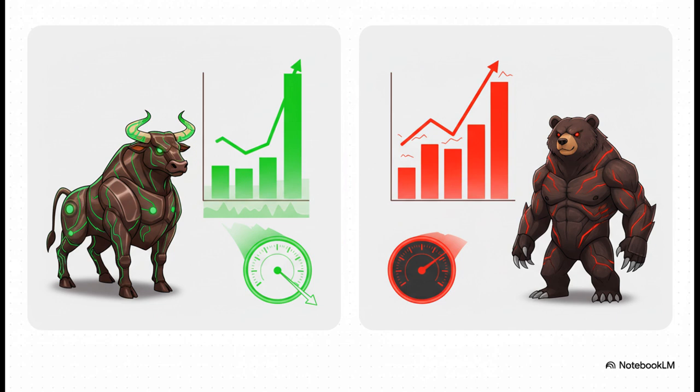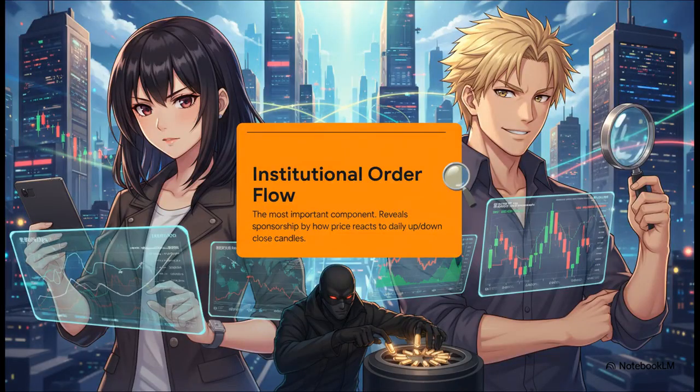It's a critical filter. Okay, now we get to what ICT calls the single most important component in this entire framework, institutional order flow. Why is it so important? Because this is where you see the footprints of smart money. It's all about watching how price respects previous daily candles. If we're bullish, old down-close candles should act like a floor. If we're bearish, old up-close candles should act like a ceiling. He says that if you ignore this, you're basically playing Russian roulette with your account because you have no idea if the big institutions are even on your side.